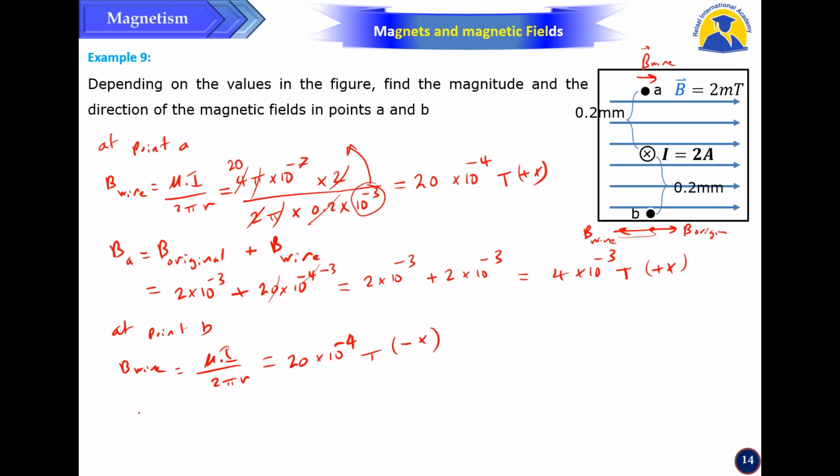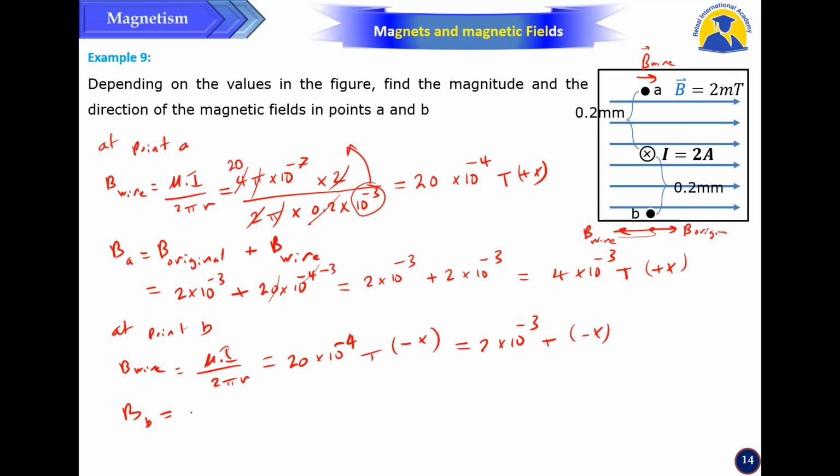Okay, this one, B wire. Now, to find the magnetic field at point B. Which one is the highest? Actually, both are the same, because the magnetic field from the wire is 2 multiplied by 10 power minus 3 Tesla, and the original magnetic field is also the same, 2 multiplied by 10 power minus 3. So both are the same and in opposite direction.